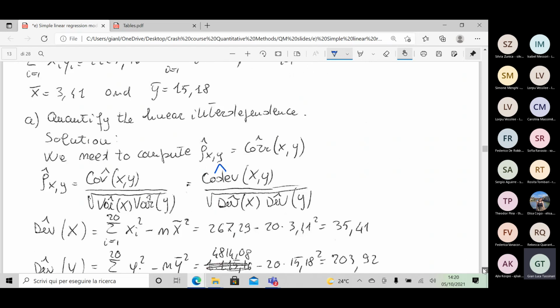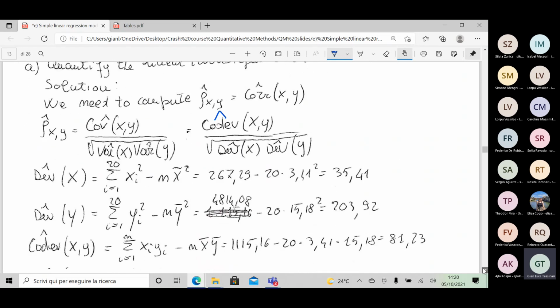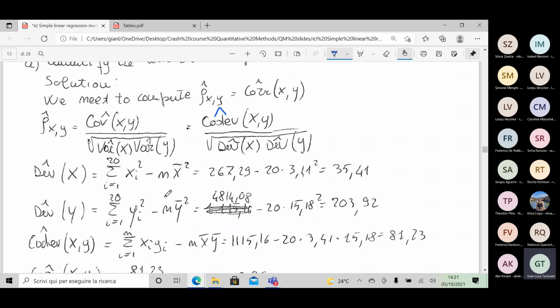Okay, I reported everything here. So we have already this sum. Okay, this is the deviance of x. How many, which is the dimension of the sample? We have 20 stores, so minus 20 times x bar raised to the power 2. So x bar was this one, raised to the power 2, and this is the deviance of the advertising expenses.